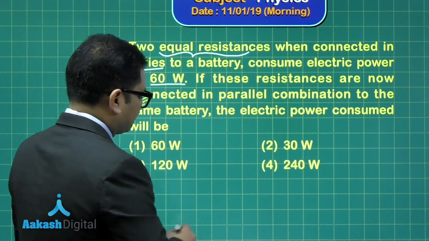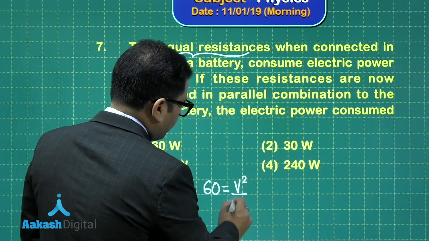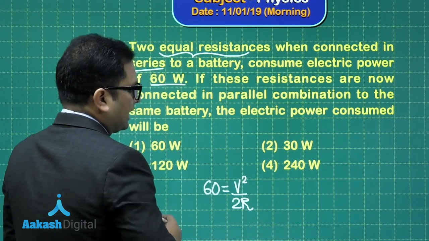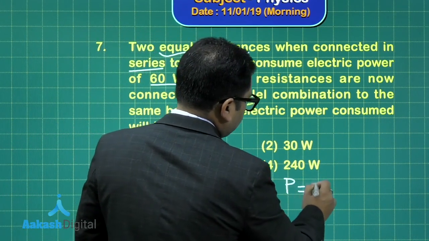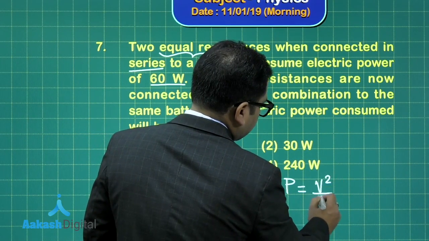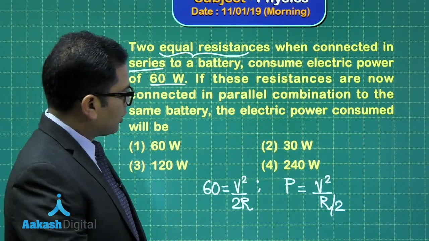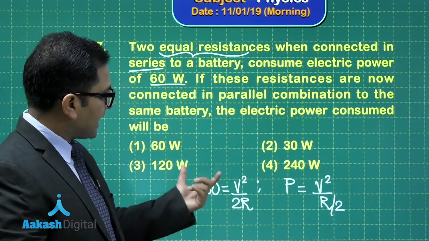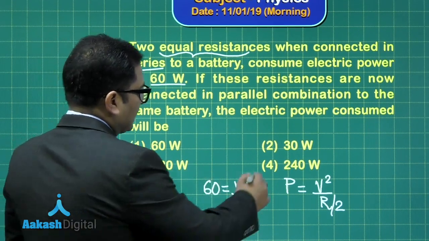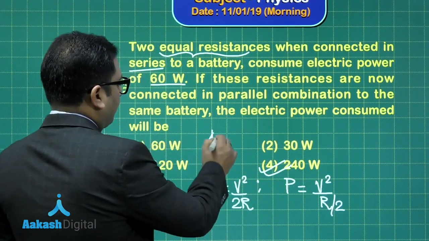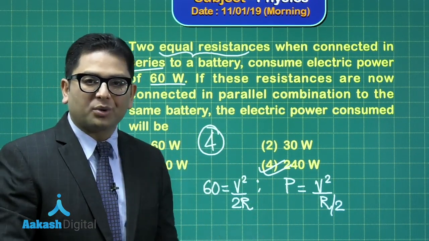Initially it's 60 watt, so that's V square divided by 2R. And later on, we need to calculate the actual power when they are connected in parallel. R and R in parallel is going to be R by 2. So straightforward, this P is going to be 4 times as much as the power consumed in case number 1. So the correct option will be option number 4, which is the correct one for question number 7. Let's move to question number 8.